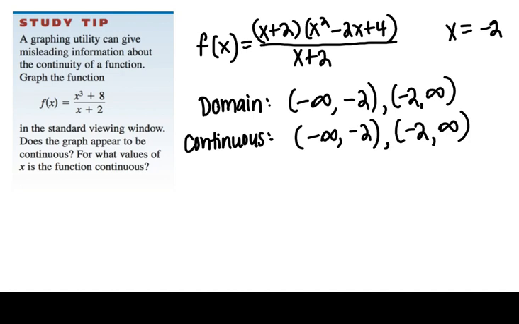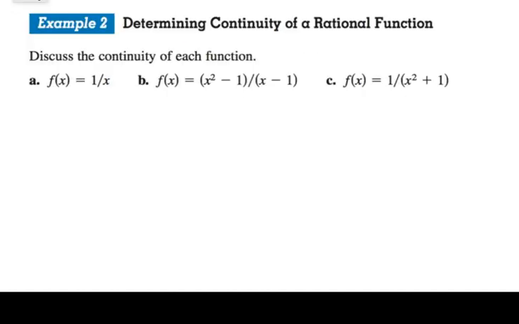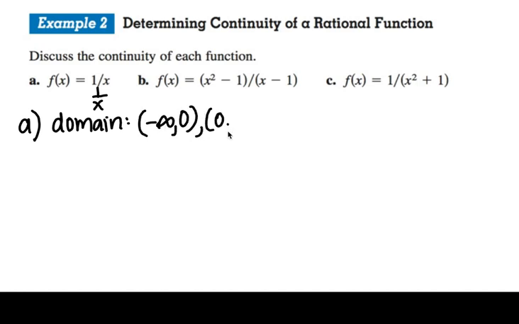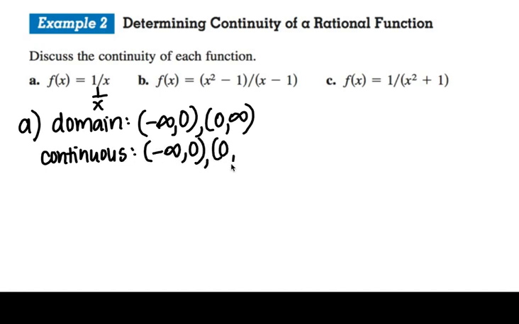So there you go. So determining the continuity of a rational function, we're going to do the domain and the continuous interval for each one of these. So A, the domain of 1 over x, the domain is negative infinity to 0, 0 to infinity. And it is continuous over that same interval, negative infinity to 0, 0 to infinity.